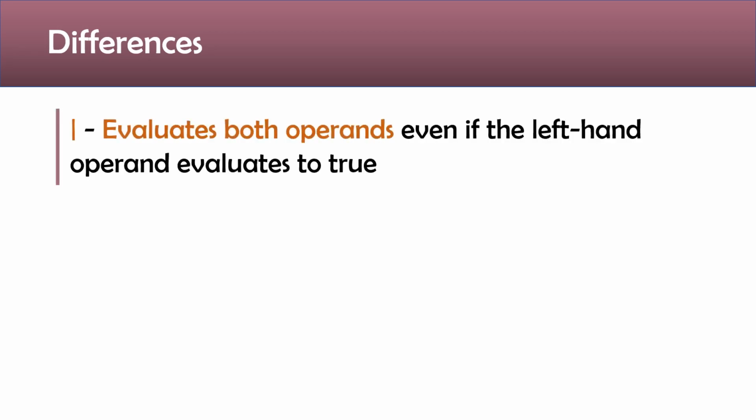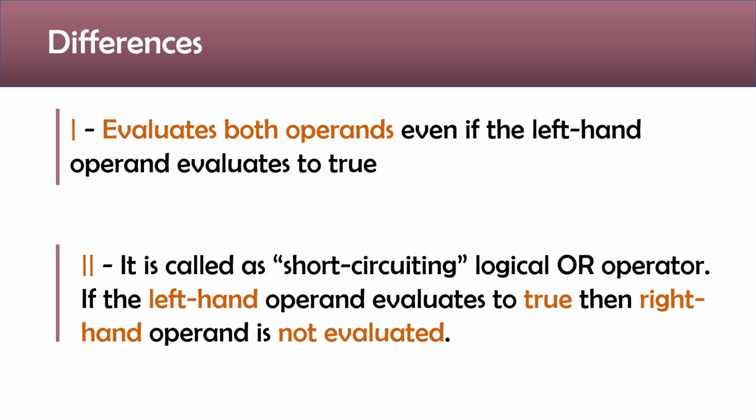Then what is the difference between these two operators? The logical OR operator, which is represented by a single bar, evaluates both operands even if the left-hand operand evaluates to true. On the other hand, the conditional logical OR operator, which is represented by a double bar and is also called the short-circuiting logical OR operator, does not evaluate the right-hand operand if the left-hand operand evaluates to true.